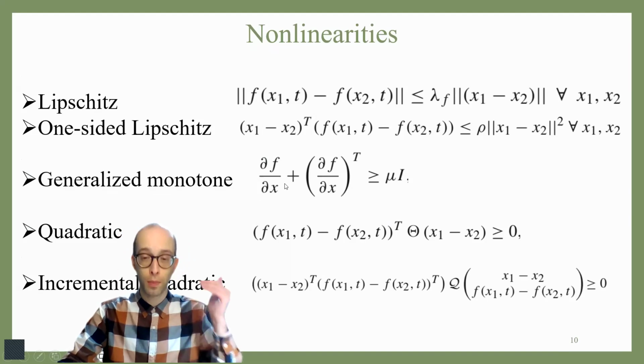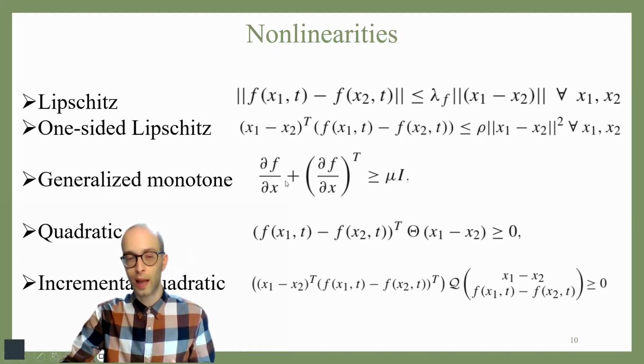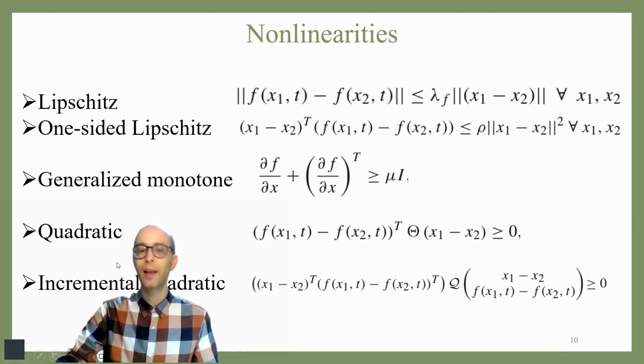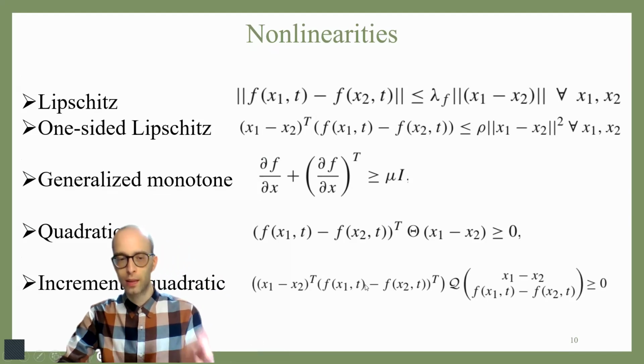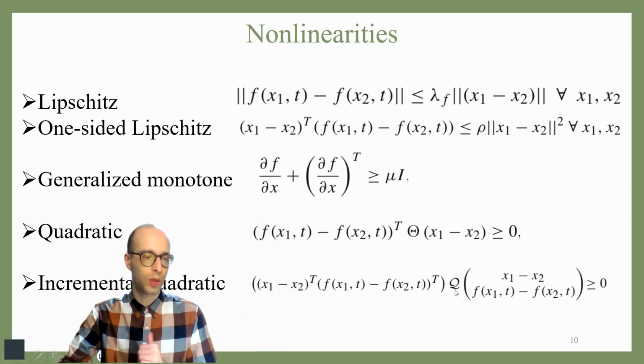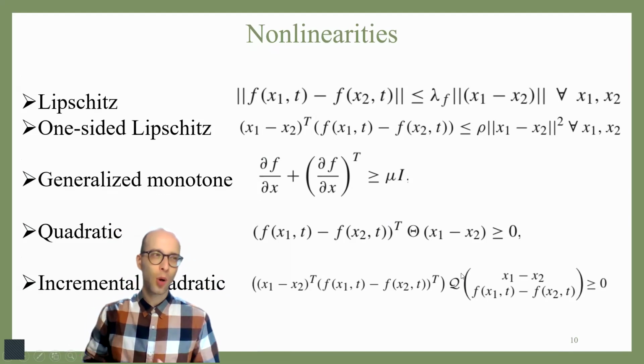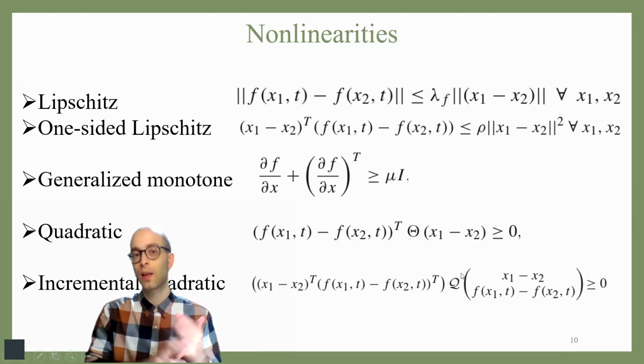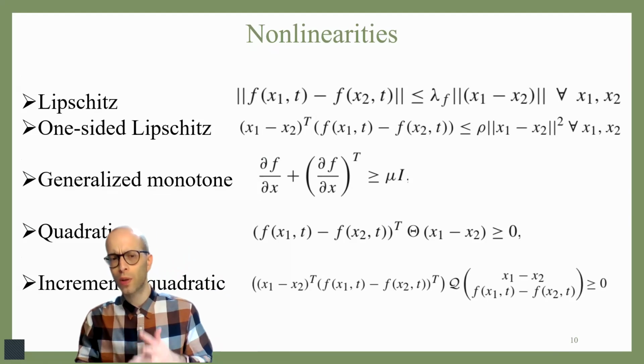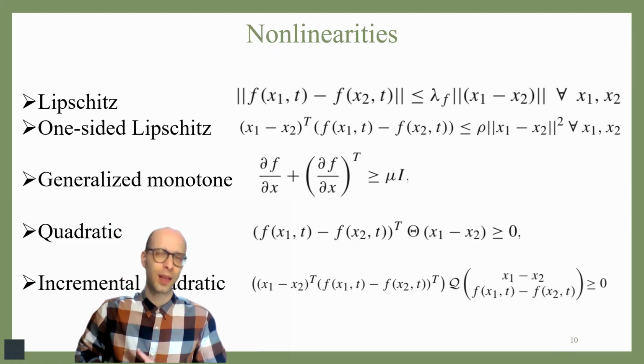I think these are the most commonly studied right now, which are quadratic and actually incremental quadratic, characterized by matrix Q, which is symmetric. I think at the moment, the most common cases that are studied are Lipschitz and incremental quadratic, because incremental quadratic is actually a much more general category.